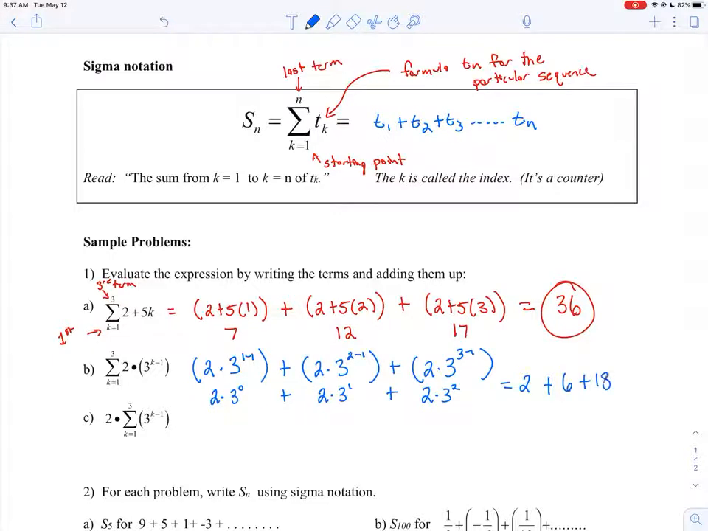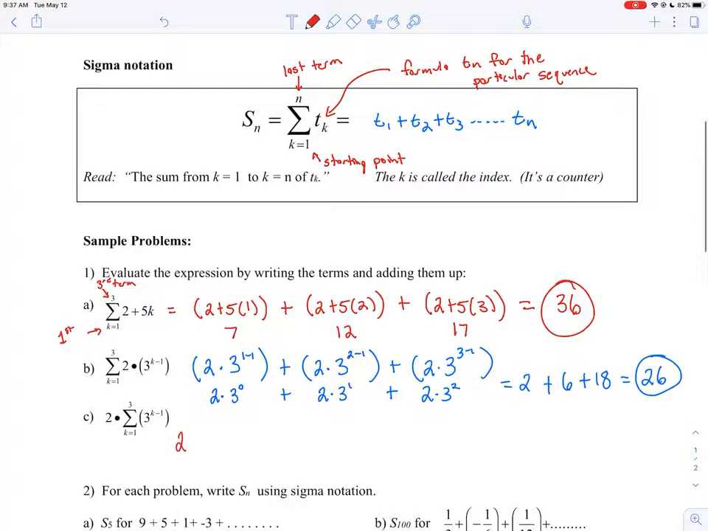All right, if we simplify those, 2 times 3 to the 0 is just 2, plus 6, plus 18. So we can see that's geometric, right? We can see our r value is 3. We add all those things up and we get a sum of 26. The last one here, if you notice, is pretty much identical to part B. The only difference is that 2 is now on the outside. So think about it for a second. Do you think it matters if the 2 is inside the sigma or outside of the sigma?